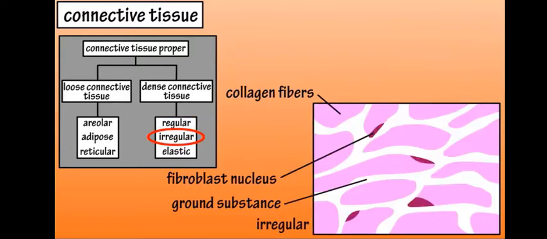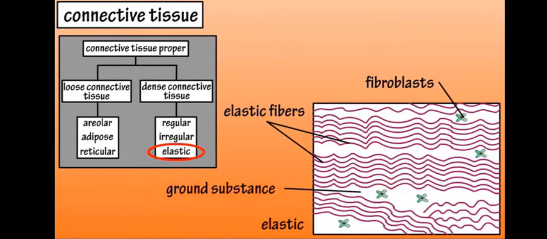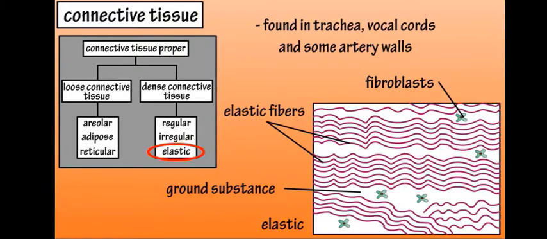Dense irregular connective tissue consists of collagen fibers that are clumped together forming an irregular pattern. It also contains fibroblast cells and has more ground substance and a much richer blood supply than dense regular connective tissue. This tissue can handle stress in multiple directions and is found in the dermis of the skin and in the periosteum, which covers bone. Elastic connective tissue consists of densely packed elastic fibers, with fibroblasts scattered throughout. It is found in the trachea, vocal cords, and walls of some arteries.